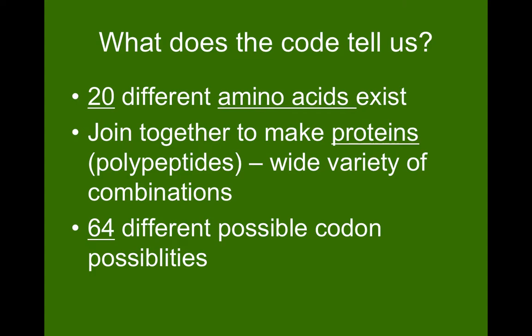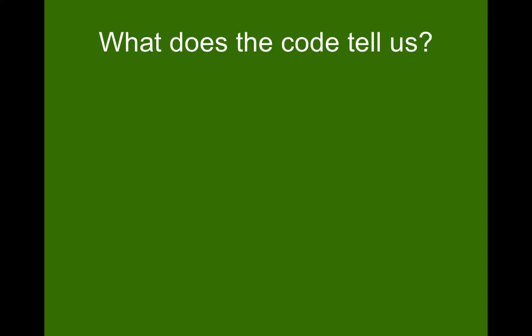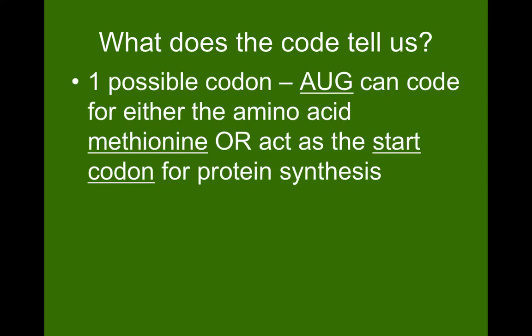And what that tells us is a couple of things. First of all, and probably the most obvious, is that some amino acids are coded for by more than one codon. In fact, some of them have 4. There's a few that have 6. There are a couple that only have 1, but most amino acids have more than one codon that codes for them. Now, one of the possible codons we have is kind of special. AUG codes for the amino acid methionine, but it also acts as the start codon for protein synthesis.